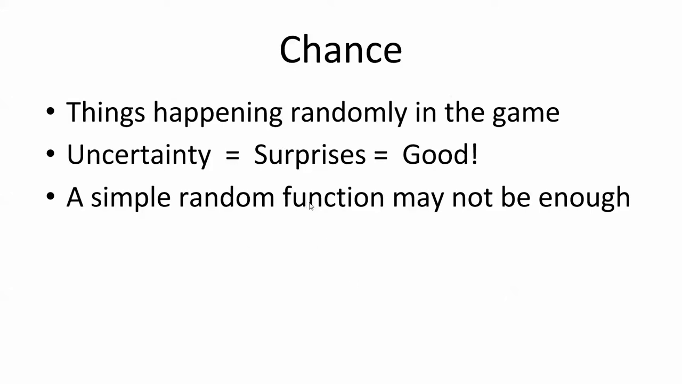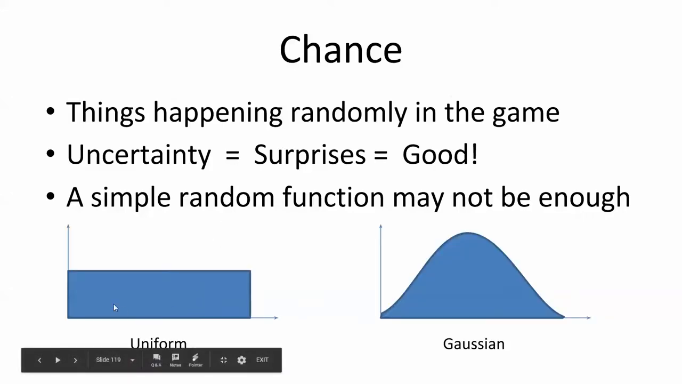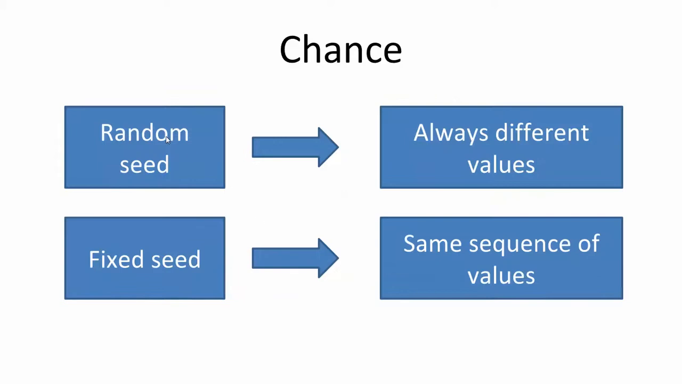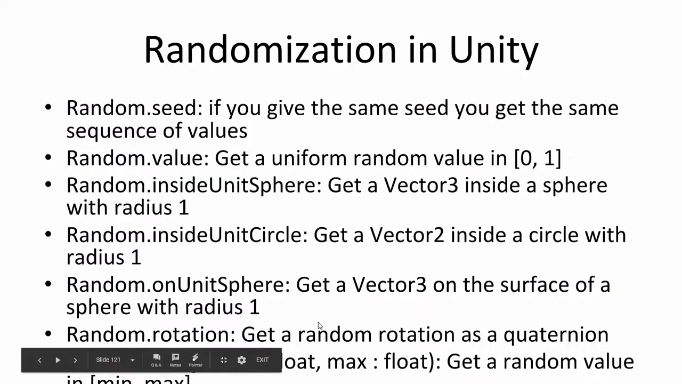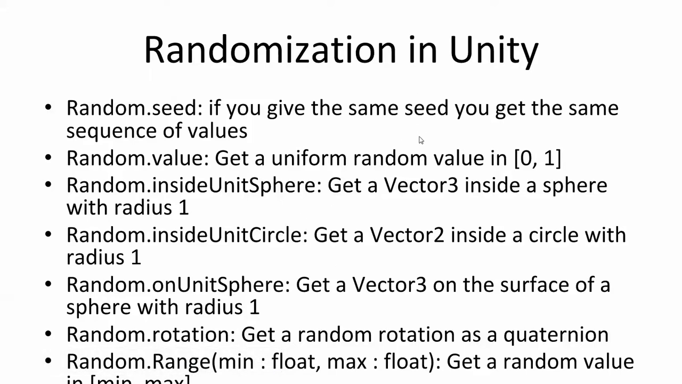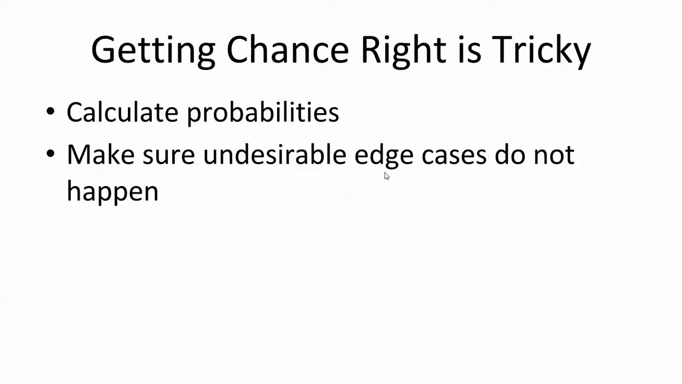So here are some things to think about. In a programming IDE like Unity, there's lots of ways to do random stuff. You can do a random seed or a fixed seed: always a different root value, or the same sequence of values. These are some technical things that you can do to make things more or less random. So here are some different ways to create randomization in Unity. Getting it right is tricky, so we can research and explore that a little bit later on. But you make things random in the right way.